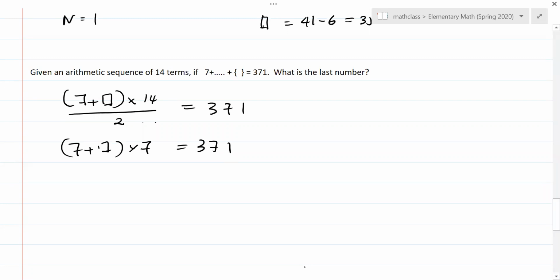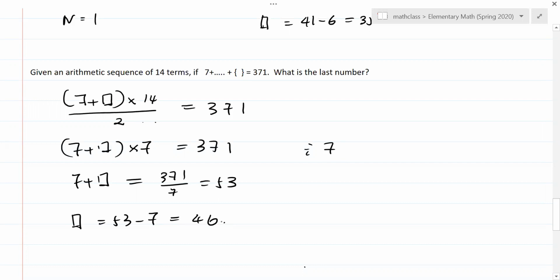Then both sides have to be divided by 7. So divide by 7, both sides, right? So 371 divided by 7 is going to be 53. So 7 plus this unknown number is 53. Then that number is going to be 53 minus 7, which is 46. Okay, very clear, right? Okay, so let me do it again.